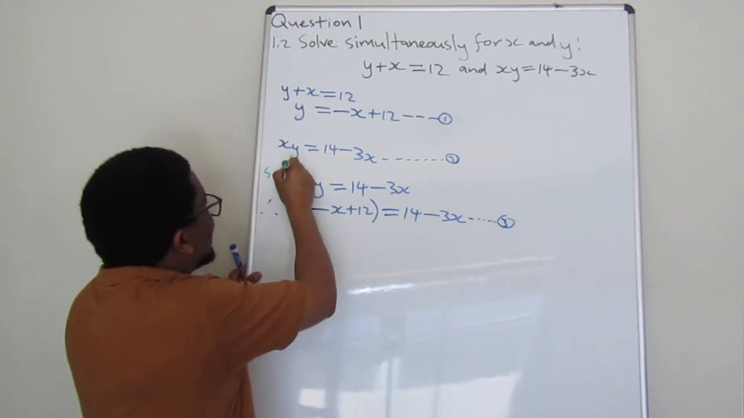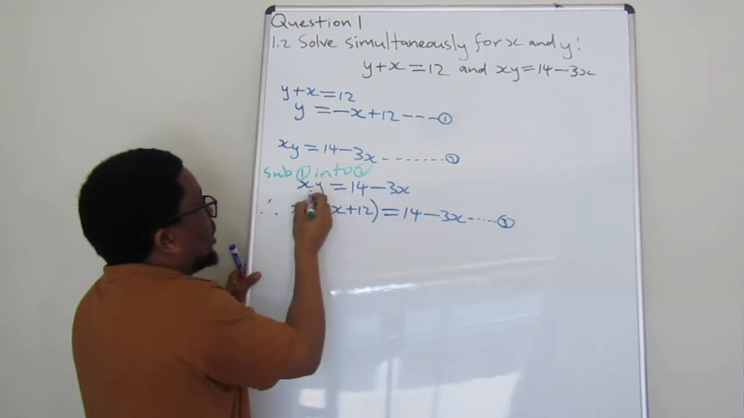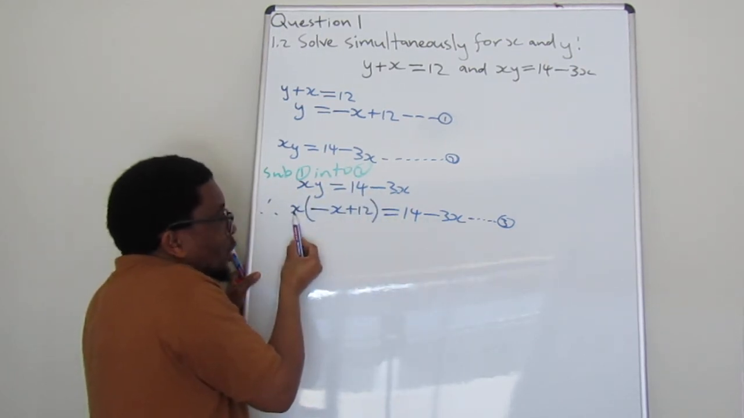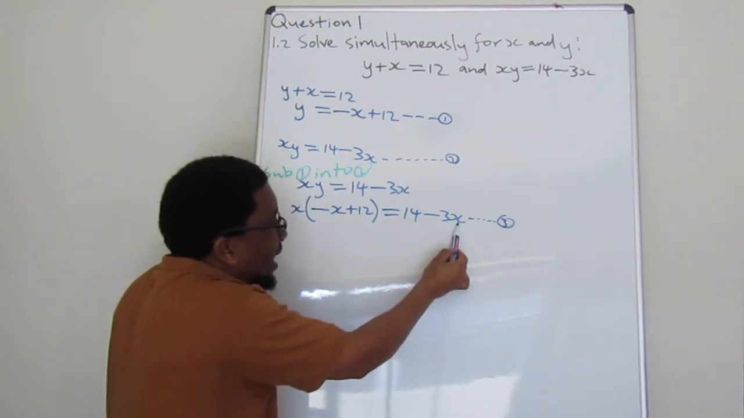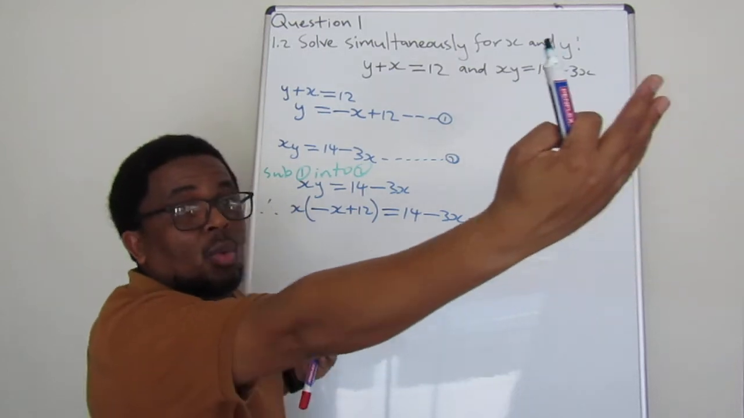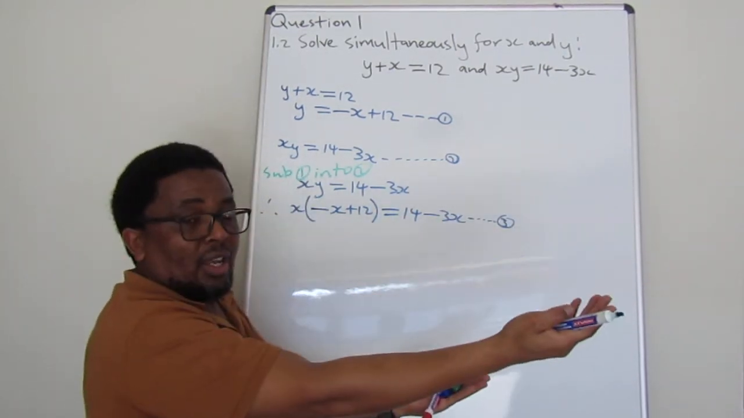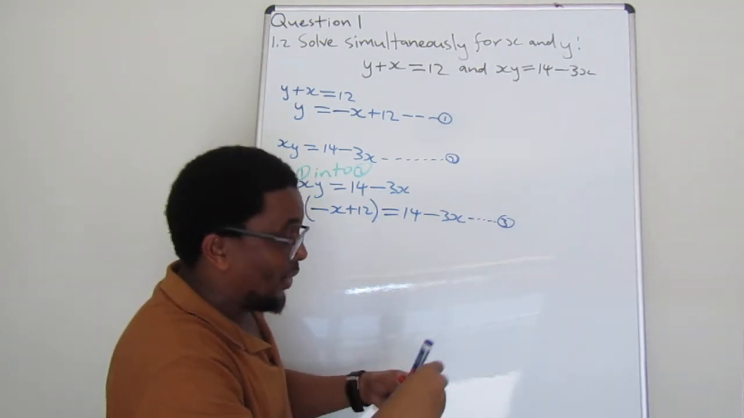So, in a nutshell, what have I done here? I'm saying substitute 1 into 2. There is 2. There is my substitution. Look at my substitution here. I can read x here, x here, and x here. I have eliminated y. There is no more y there. Do you get me now? That is beautiful.